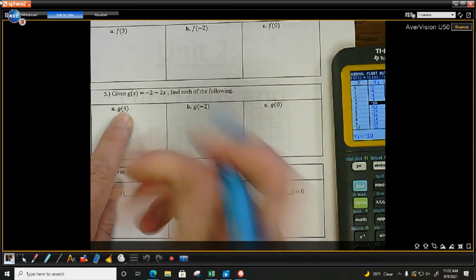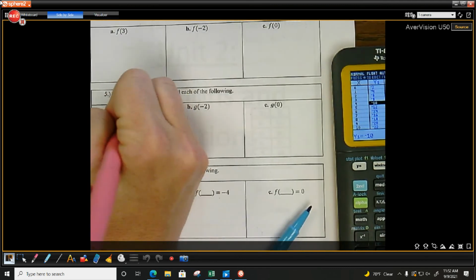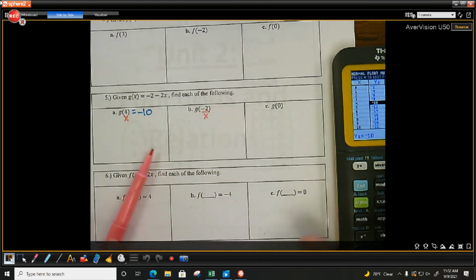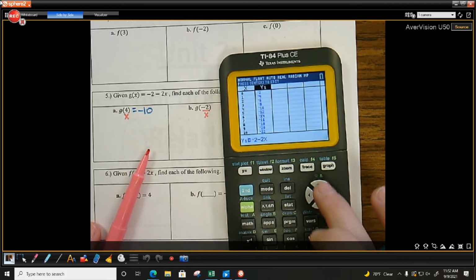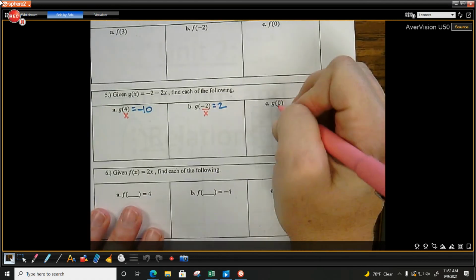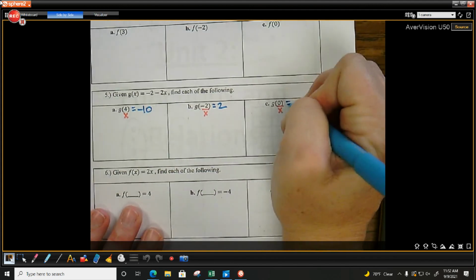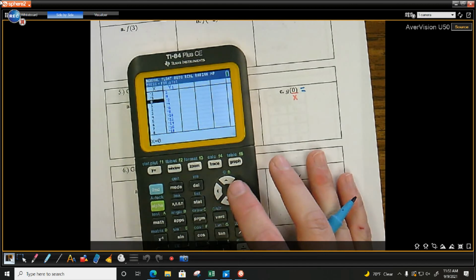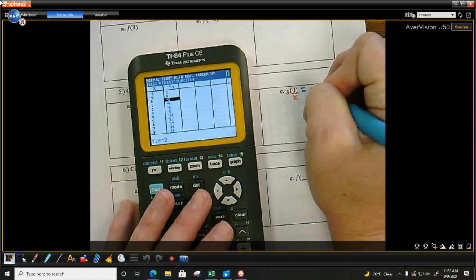When x is 4, y is negative 10. When x is negative 2, so scroll up. What's y? 2. It won't let you scroll up, guys, if you're in the y column. Okay? So you have to arrow over to be in the x column. So when x is 0, what's y? Negative 2.